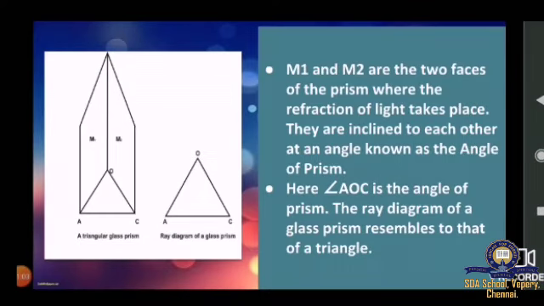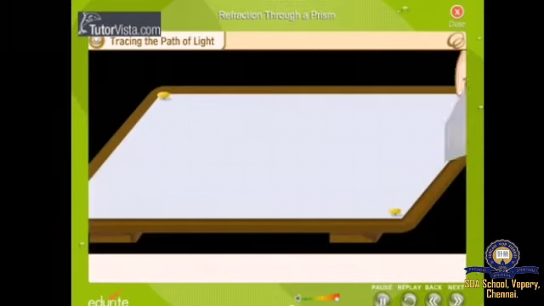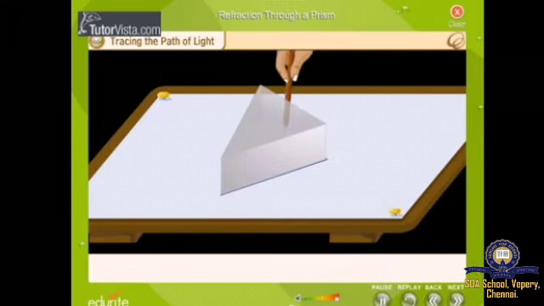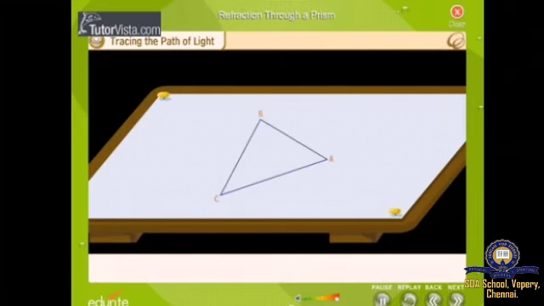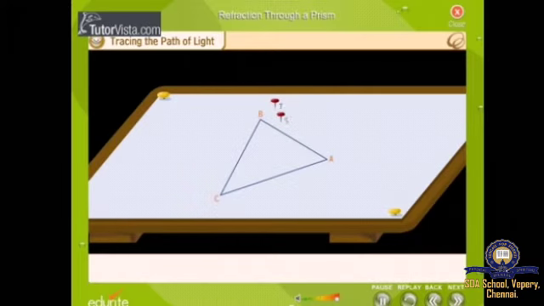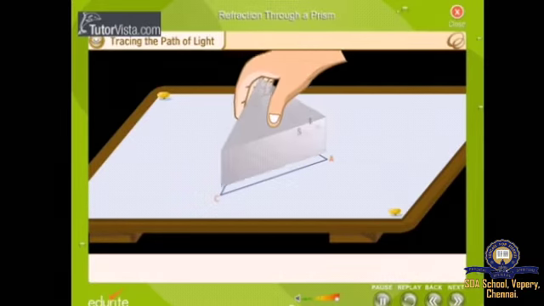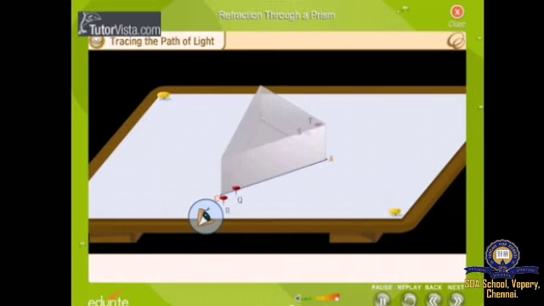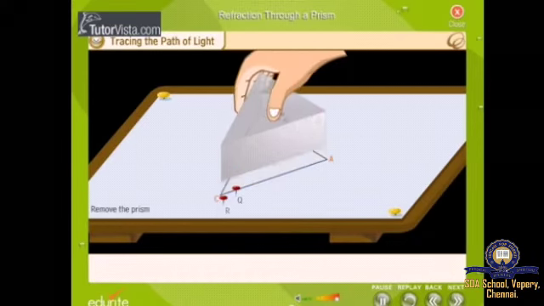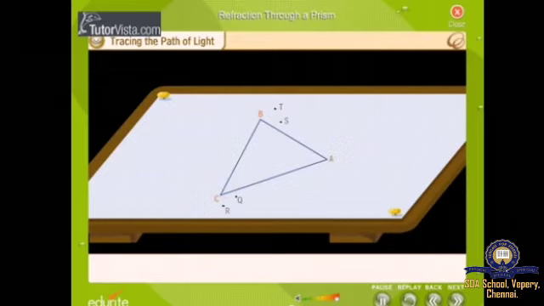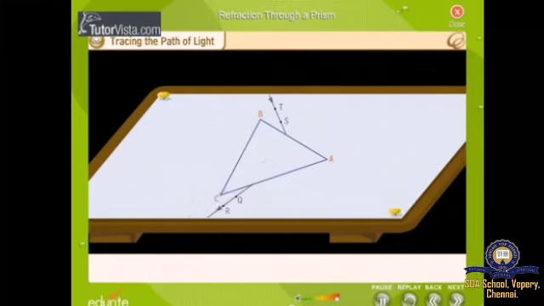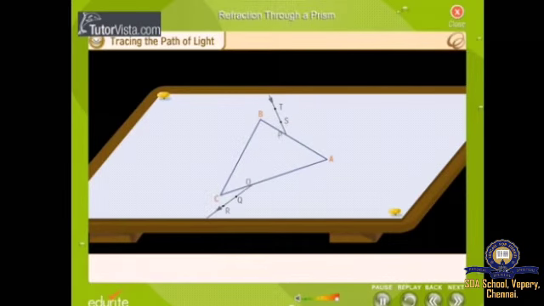Let us now trace the path of light through a prism. Place a prism on a white sheet of paper with a triangular face on the sheet and trace its boundary A, B, C. Fix 2 pins T and S on one side. Place the prism on the boundary A, B, C. Looking through the other side, fix 2 more pins Q and R in such a way that all the 4 pins appear to be in the same line. Remove the pins and mark their positions. Join TS and RQ and extend them to meet the faces of the prism at P and O respectively. Join PO.